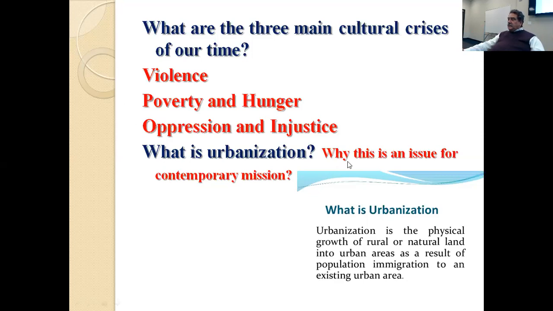Now, what is urbanization and why is this an issue for contemporary mission? Because people moving to cities can have both positive and negative effects. The positive is that you can focus on the city, and if you hit the city, then the gospel can be communicated from there to other parts of the society. The negative is that Christians are fleeing the inner cities. Urbanization is the physical growth of rural and natural land into urban areas as a result of population immigration to the existing urban area.